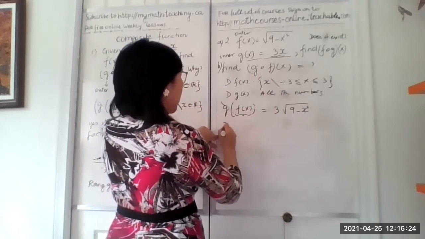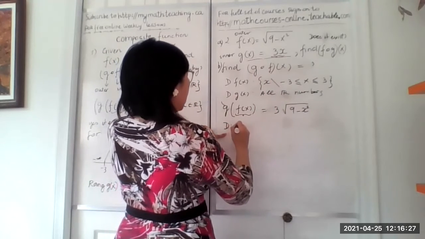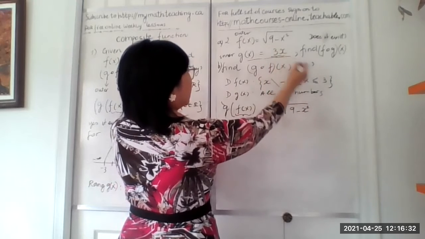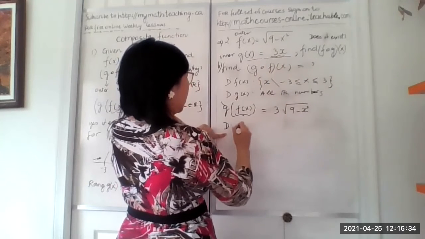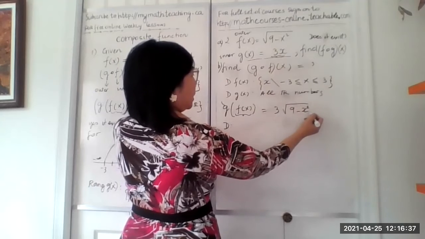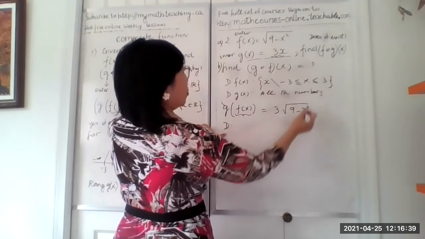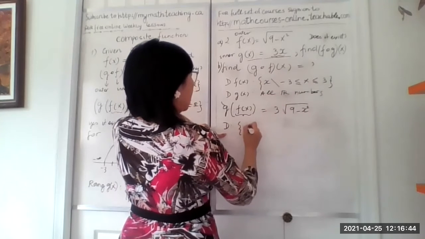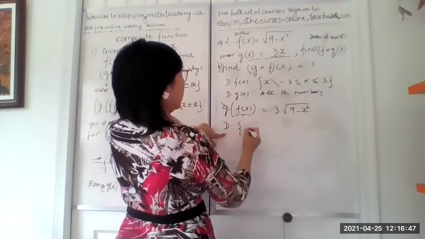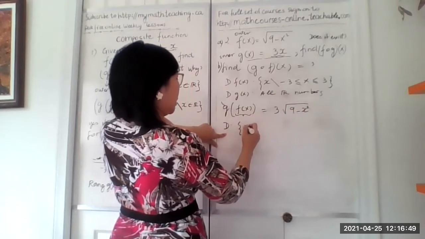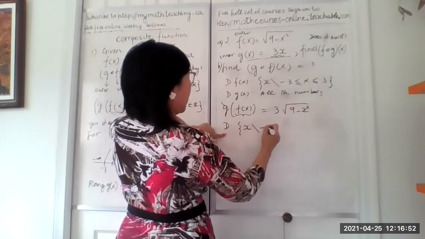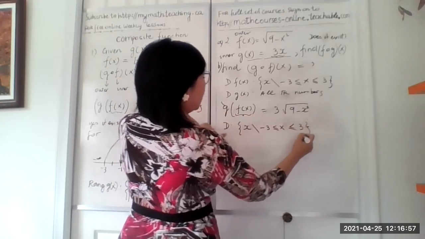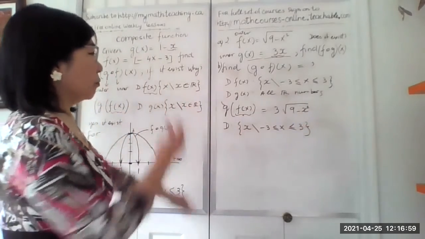Now we have to find the domain for our new composite function. What is the domain of our new composite function? It's exactly the same as this domain. Nothing changed, right? The 9 minus x squared has to be bigger than or equal to 0. And after we solve, we get exactly the same. So the domain for the new g of f of x will be the same, which is minus 3 less than or equal x, less than or equal 3. Same thing, exactly the same.